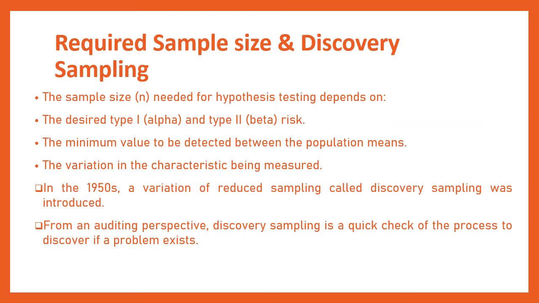Required sample size and discovery sampling. The sample size needed for hypothesis testing depends on the decided type 1 alpha and type 2 beta risk, the minimum value to be detected between the population means, and the variation in the characteristics being measured. In the 1950s, a variation of reduced sampling called discovery sampling was introduced. From an auditing perspective, discovery sampling is a quick check of the process to discover if the problem exists.